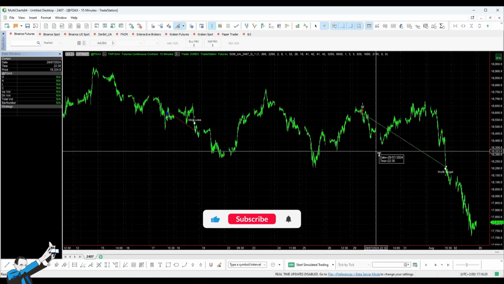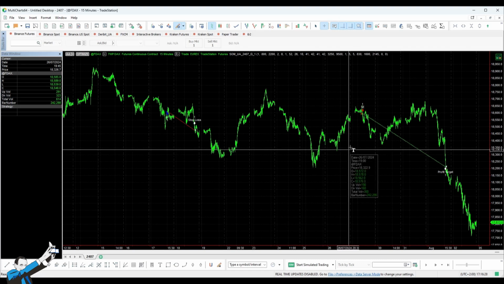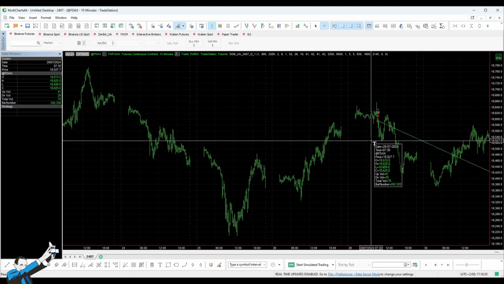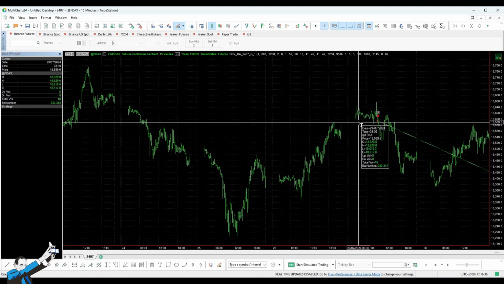This is a mean reverting strategy. For those who are less familiar with this term, mean reverting means aiming to sell high and buy low. Here we see the DAX index rising, and once it reaches a certain level, there's a reversal.